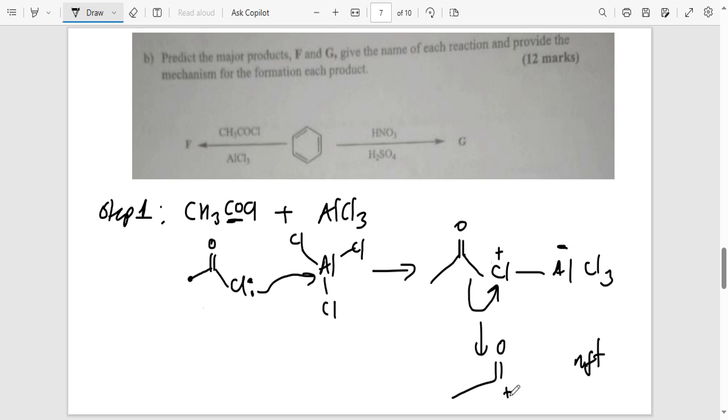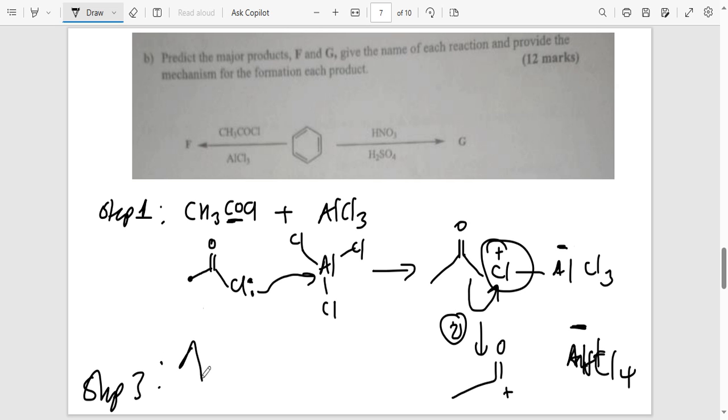So it's going to be positively charged. And then we are going to remove the aluminium with 4 chlorines, the fourth one being this one. Aluminium is negatively charged, don't forget that. Okay, in the next step, that is going to be step 3, because step 2 has to do with this one here. The benzene ring now comes in.